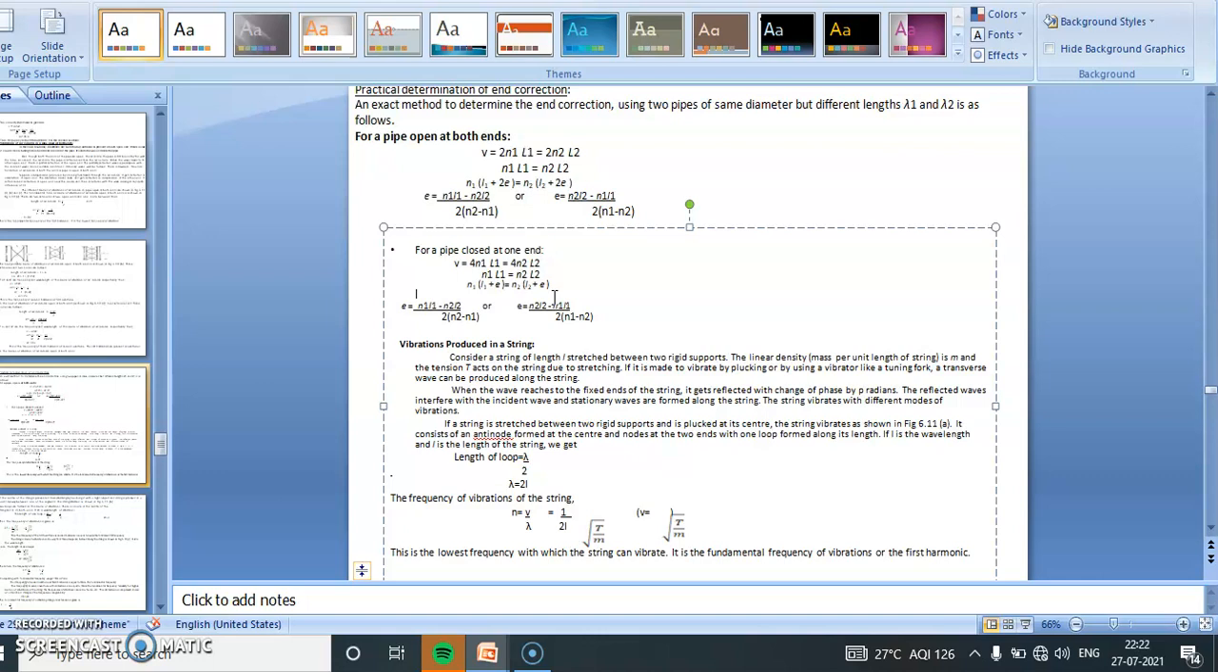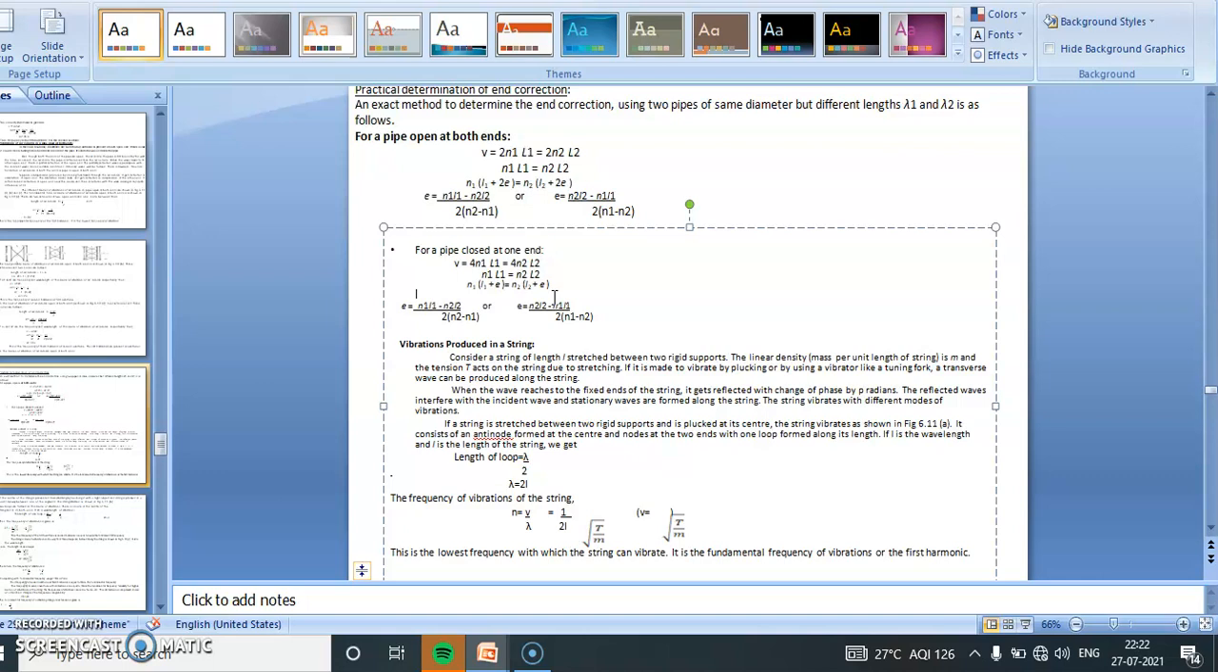If a string is stretched between 2 rigid supports and is plucked at its center, the string vibrates as shown in figure A. It consists of an antinode formed at the center and nodes at the two ends, with one loop formed along its length. Lambda is the wavelength and L is the length of the string. Then the length of the loop is equal to lambda by 2. So here we get lambda is equal to twice L.